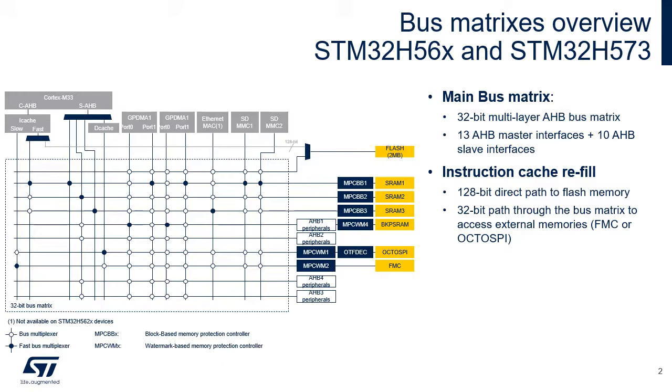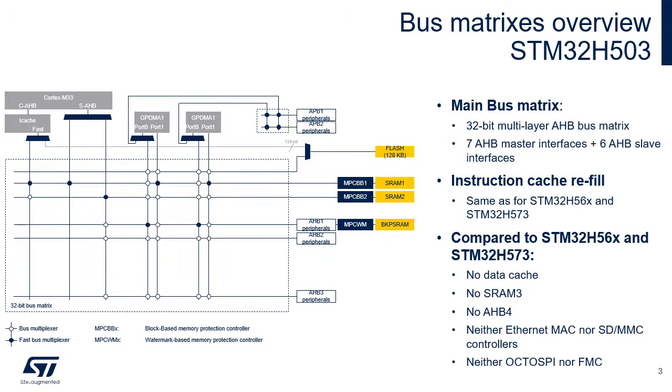It selects the default slave for the related master, which is accessed without latency, for instance the FMC in the iCache slow port. Access permissions of memories are controlled by the block-based memory protection controller, or MPCBB, or watermark-based memory protection controller, or MPCWM. Note that the flash controller embeds dedicated protection mechanisms.